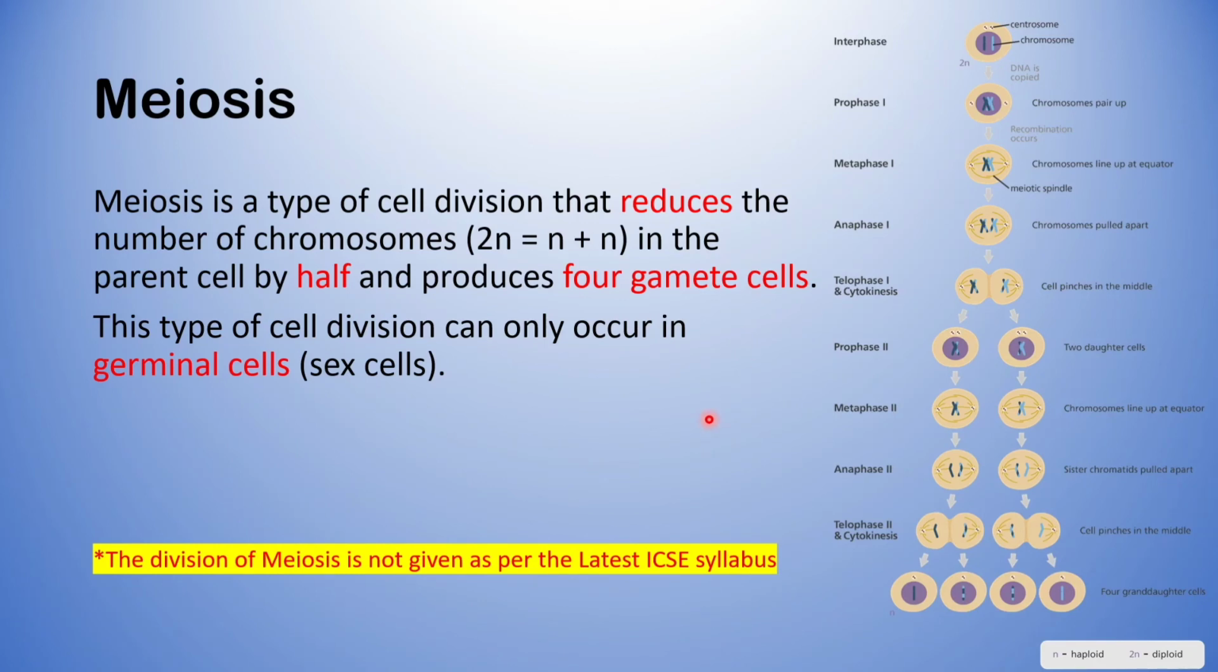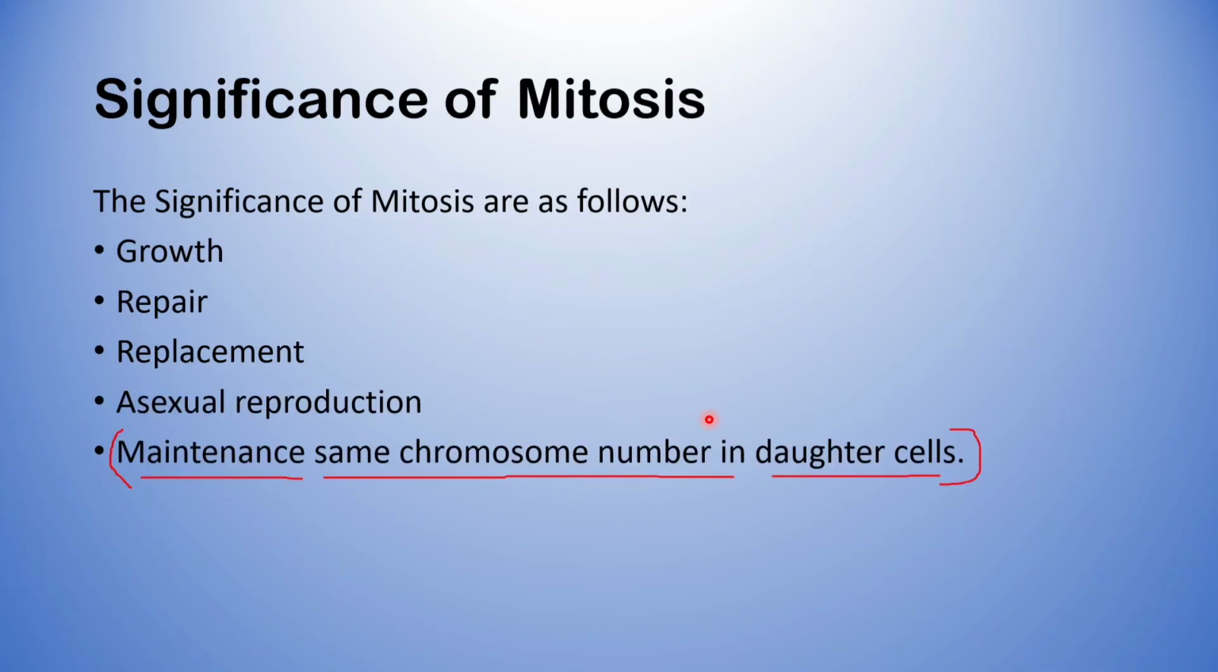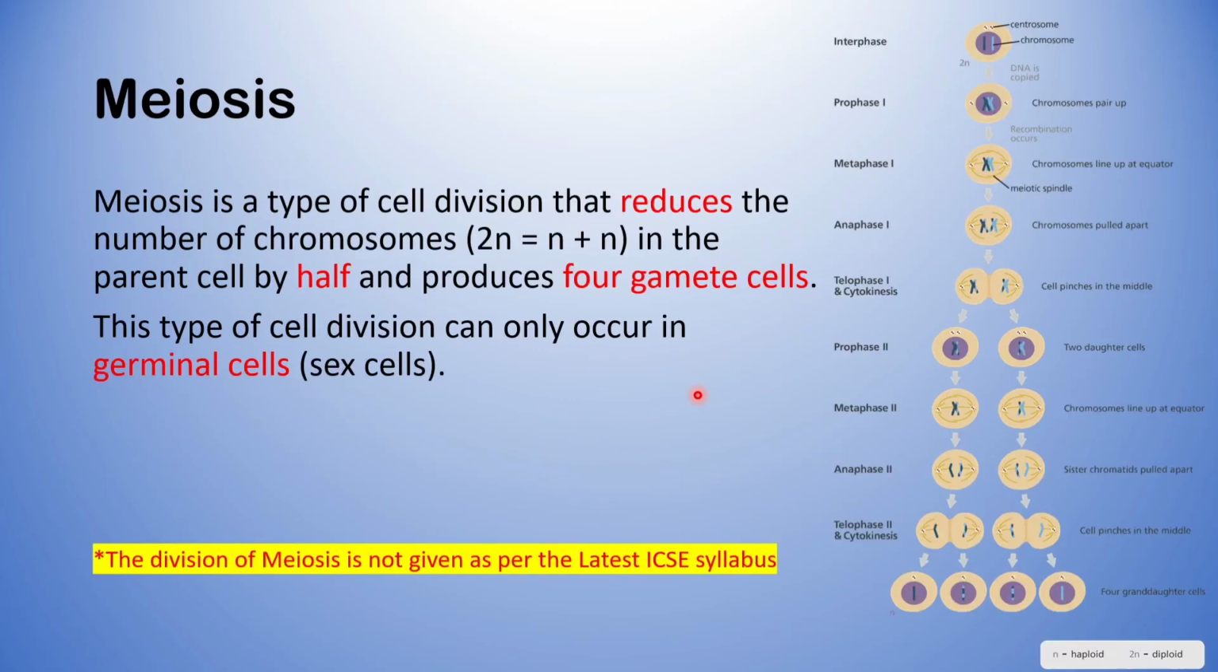In mitosis we have discussed that the same number of chromosomes in daughter cells are maintained, but in meiosis cell division, the chromosome number from the parent cells is halved in the daughter cells to produce 4 gamete cells.